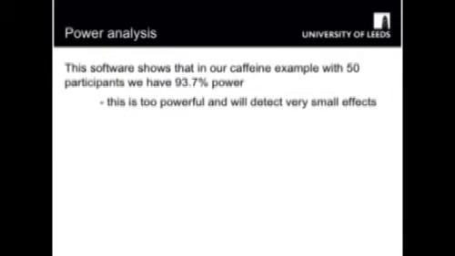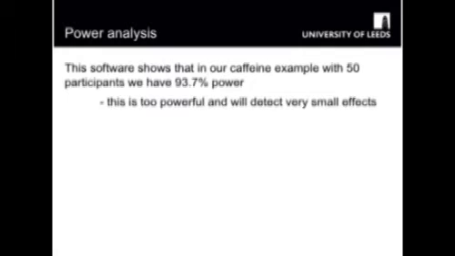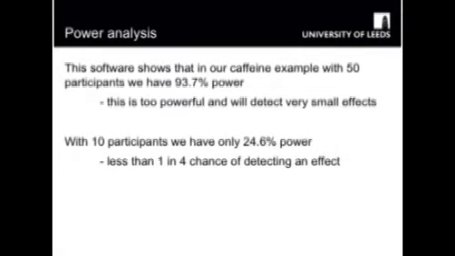This software shows that in the example with 50 participants in each group, we have a power of 93.7%. That's a very powerful design. We normally try and design experiments that have got about an 80% power, an 80% chance of finding an effect if one is there. The experiment with only 10 participants in each group had a power of just around 25%. So that's a 1 in 4 chance of finding a result if there was a difference there. So that's a very, very weak experiment.